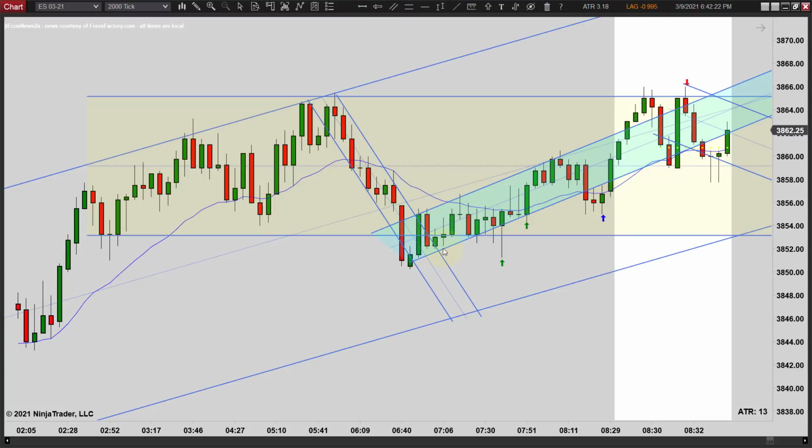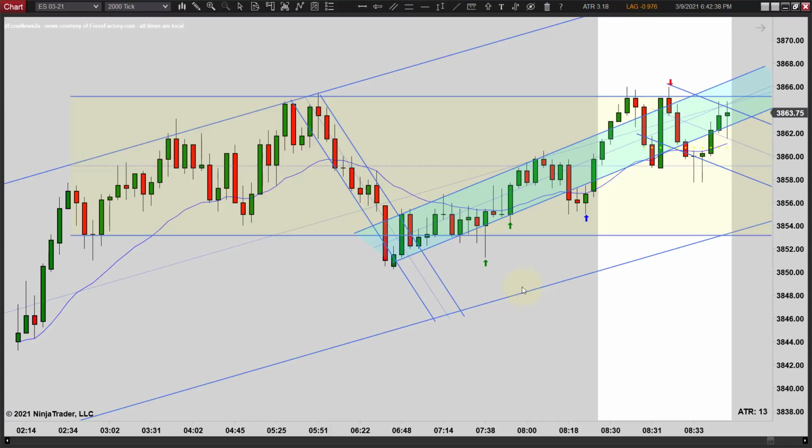But notice what we did here. We tested this low. We came back, we tested it once, and then we tested it a second time, and that's also a first entry, second entry long. So I like going long there. It's a little bit aggressive. You'd really like to see prices come back to the trend line, but there's clearly support there, and it's holding, and a market that can't go lower is going to go higher.